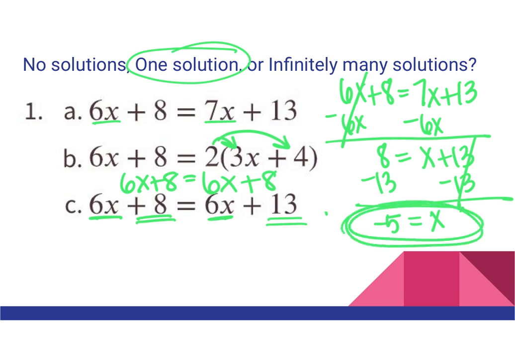Now, how do we check our solution? We check our solution by substituting. Okay, so I could substitute in 6 times -5 and add 8 to that. And that should give me the same thing as 7 times -5 when I add 13 to that. So what is 6 times -5? That is -30. -30 plus 8 is -22. 7 times -5 is -35. -35 plus 13 is also -22. So we see we have a correct or true statement. Therefore, our solution is correct.